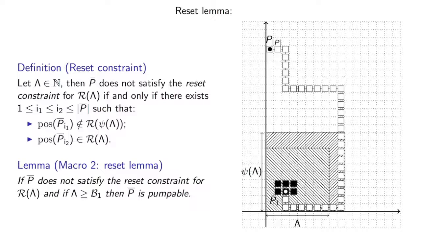Thus the path assembly in our example is pumpable. Here is a path assembly which satisfies the reset constraint for the square of width lambda. Intuitively, the reset lemma means that the more a path assembly grows far away from the origin of the plane, the more it must stay away from it, otherwise it is pumpable. This lemma is useful to forget about artifacts which are created near the seed. In this example, after leaving the square of width psi lambda, the path assembly has to stay away from the seed by at least a distance of 4.